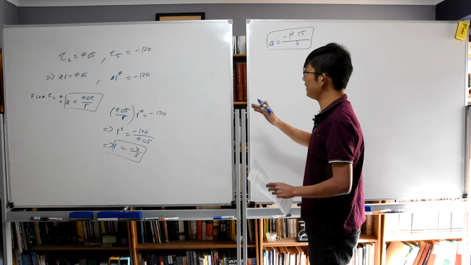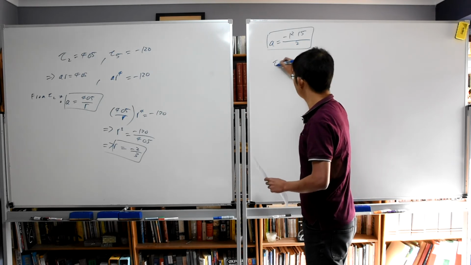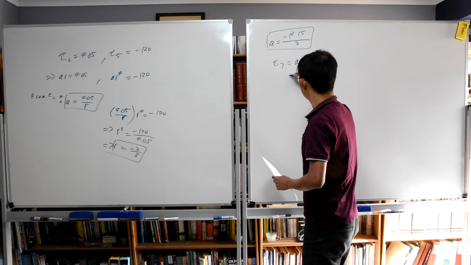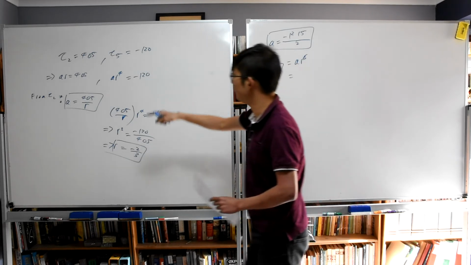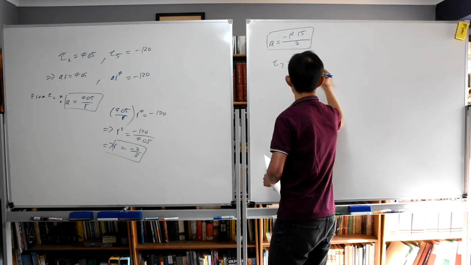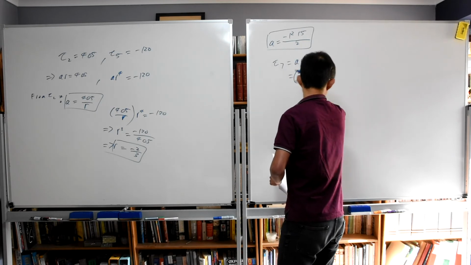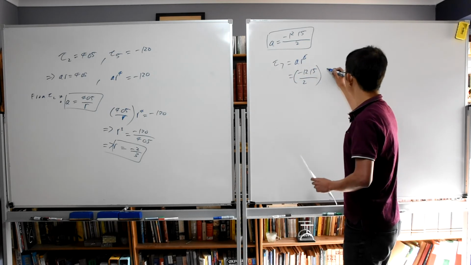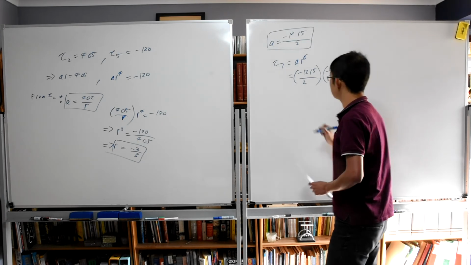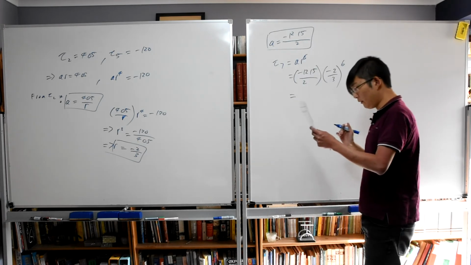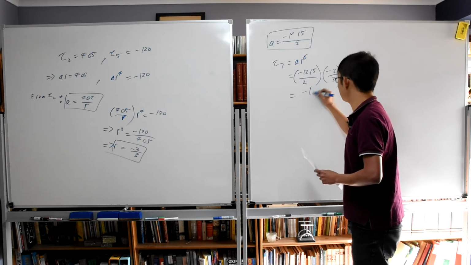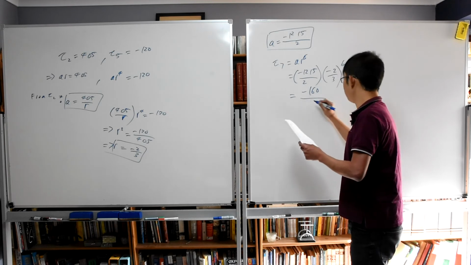Now, what is the seventh term? The seventh term of a geometric series is given by AR^6. Hence, A is going to be minus 1215 over 2 and minus 2 on 3 to the power of 6. And what we're going to get is that term number 7 is going to be minus 160 on 3.